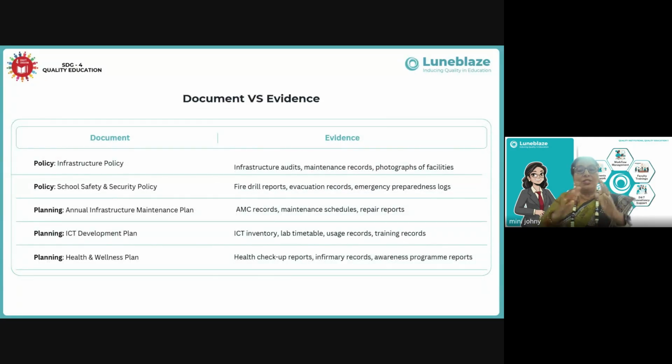What is a document and what is evidence? A document is nothing but a policy document, like the infrastructure policy. What is the evidence? You can find infrastructure audits like our academic audits, maintenance records, photographs of facilities. What is a photograph of a facility? Before and after a repair. Policy of school safety and security: fire drill reports, evacuation records, emergency preparedness logs.